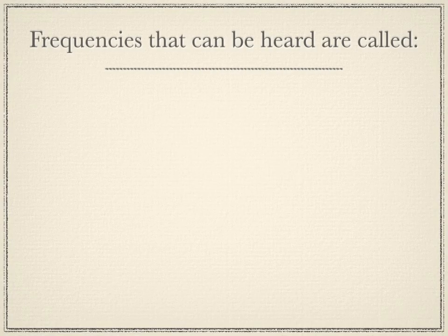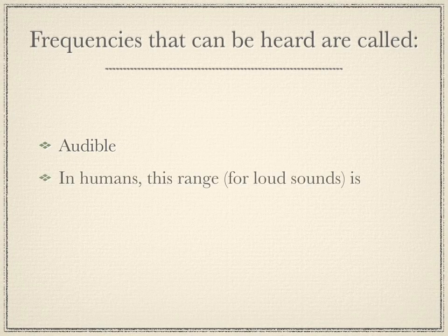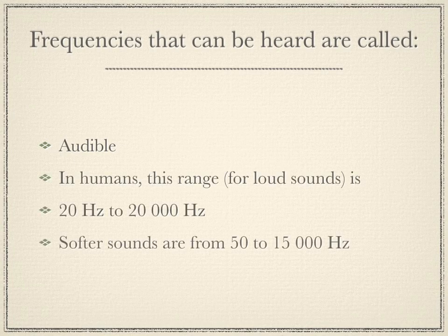Frequencies that can be heard are called audible tones. Anything that is audible can be heard. Now in humans, of course, for loud sounds, this is between 20 hertz and 20,000 hertz. And for softer sounds, that's between 50 hertz and 15,000 hertz. But again, the frequencies that we can hear are called audible.